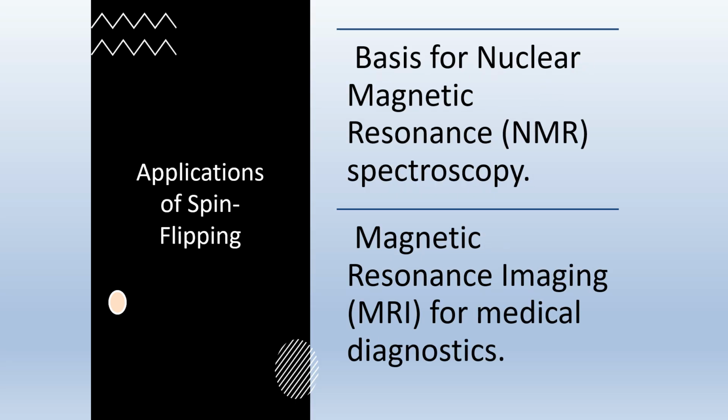Spin flipping plays a vital role in two transformative technologies. First, it serves as the basis for nuclear magnetic resonance spectroscopy, a technique that analyzes molecular structures by observing how nuclei respond to magnetic fields. Second, it powers magnetic resonance imaging, MRI, a medical diagnostic tool that uses spin flipping of hydrogen nuclei to generate detailed images of soft tissues, enabling accurate and non-invasive diagnoses.